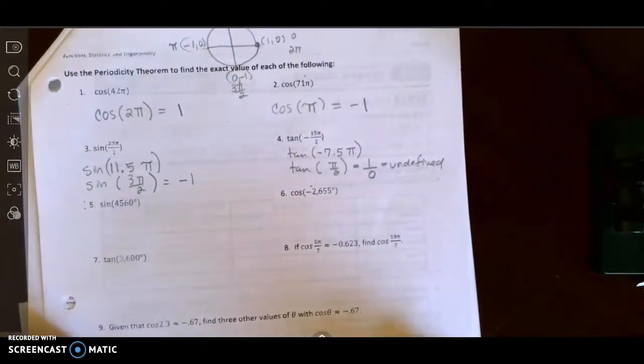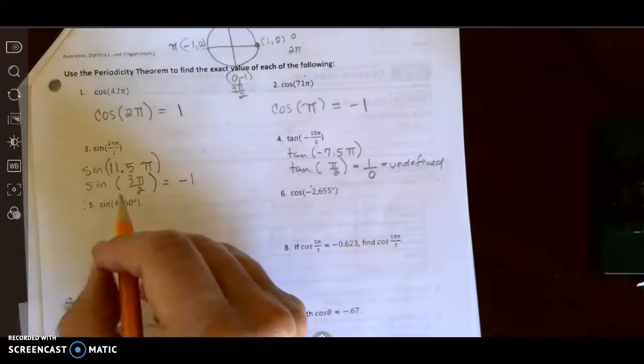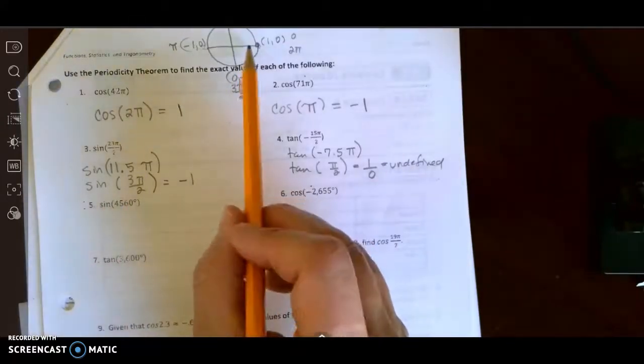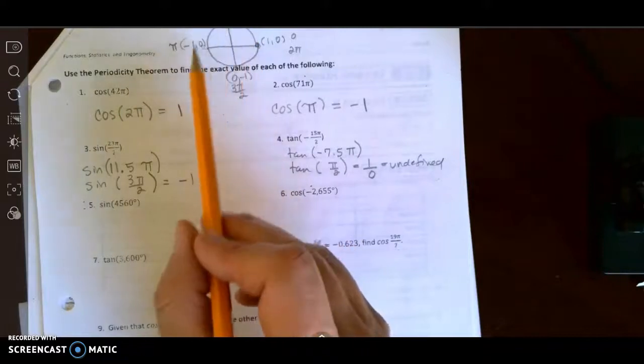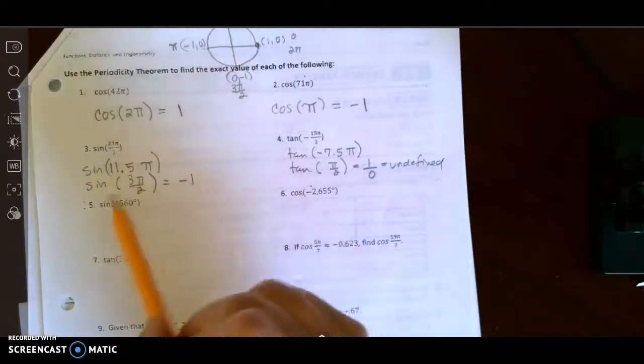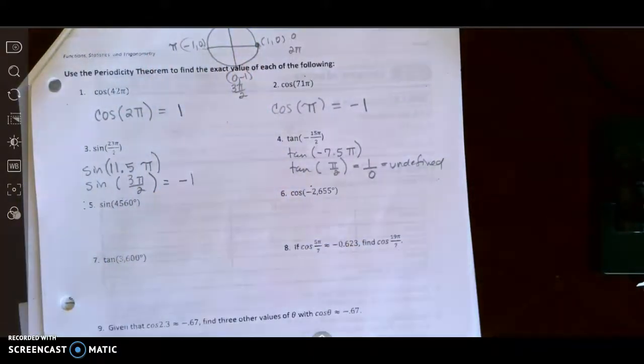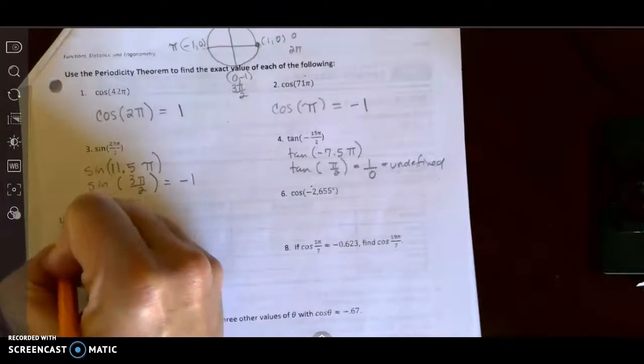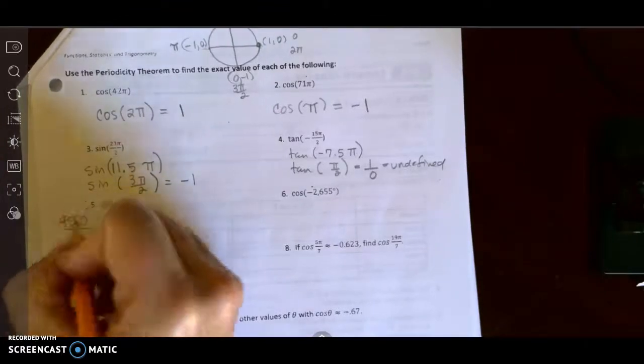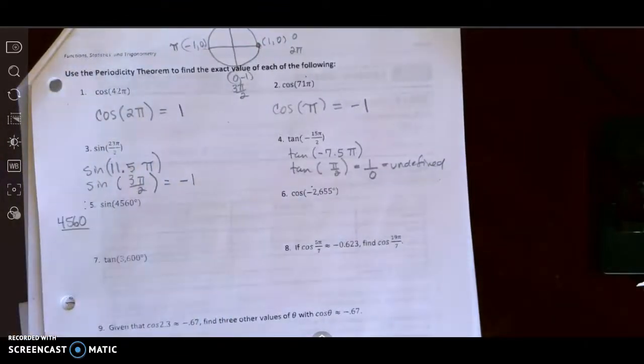Let's go to number 5. The sine of 4,560. I need to figure out, this time I'm in degrees, so I want to figure out how many 360s are in 4,560. So 4,560, this is what I'm doing on my calculator, divided by 360.